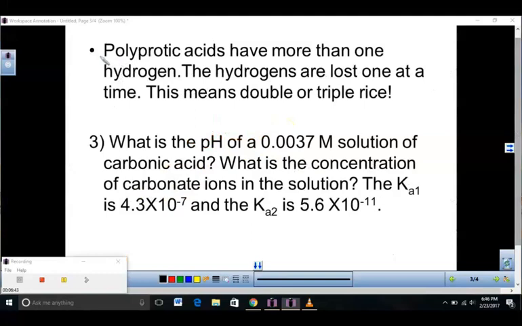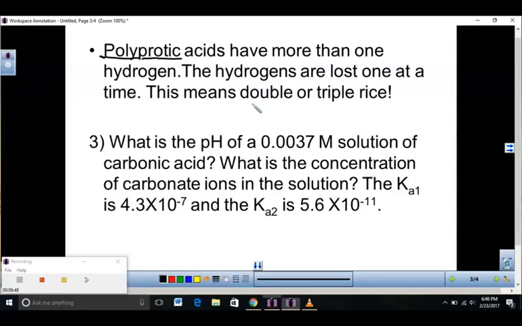Something called a polyprotic acid. Poly means many, protic means hydrogen. Polyprotic means it has more than one hydrogen to come off. So this could mean you could have a double ICE or a triple ICE. What I'm going to do on the video is a double ICE, and I'm going to give a double ICE on your quiz, and you'll have a double ICE on your test, and then I'm going to give a triple ICE for a bonus to see anyone that would want to take that challenge.